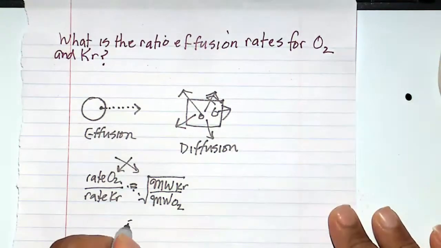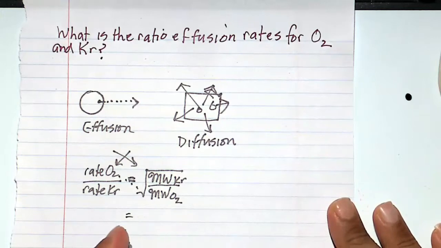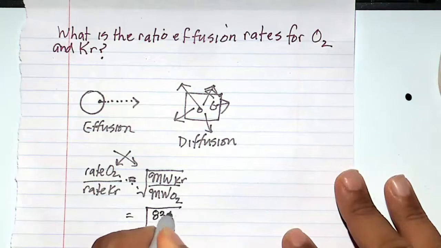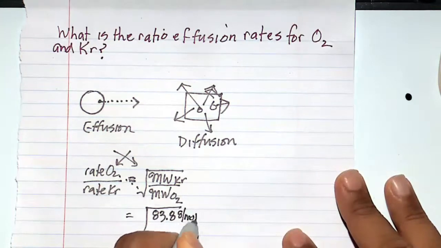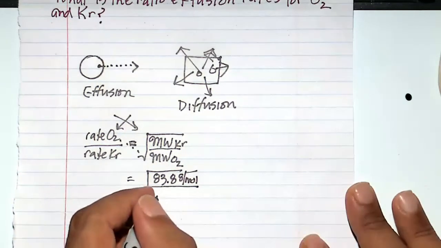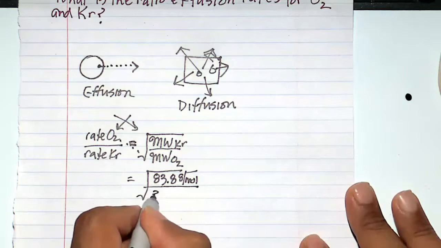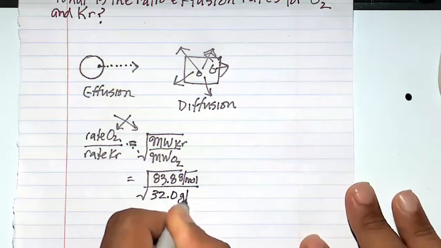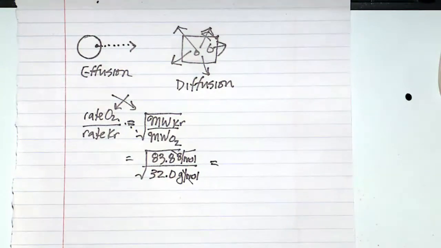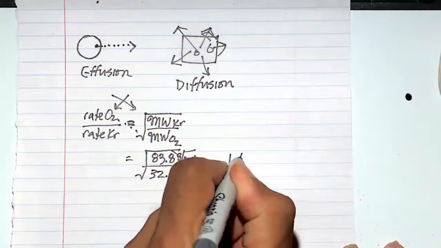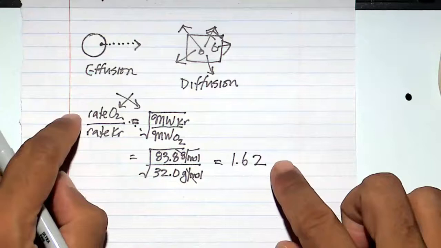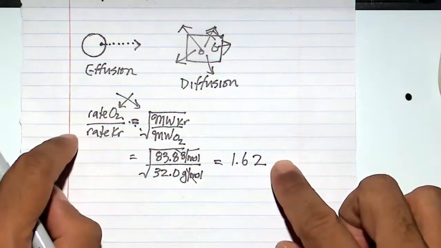All right, so using my periodic table, which I have on my side here, the molecular weight of krypton is about 83.8 grams per mole. The molecular weight of oxygen, O2, is about 32.0 grams per mole. The grams per mole cancel. Taking the square root of this, I get an answer of about 1.62. So oxygen will effuse 1.62 times faster than krypton.